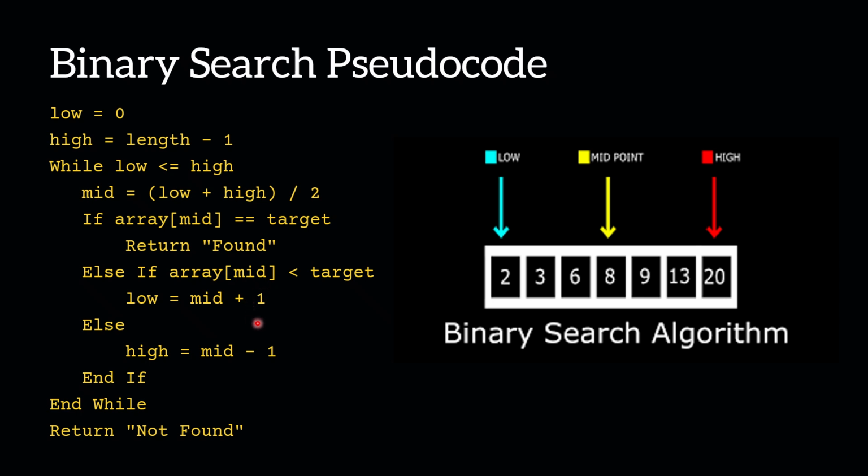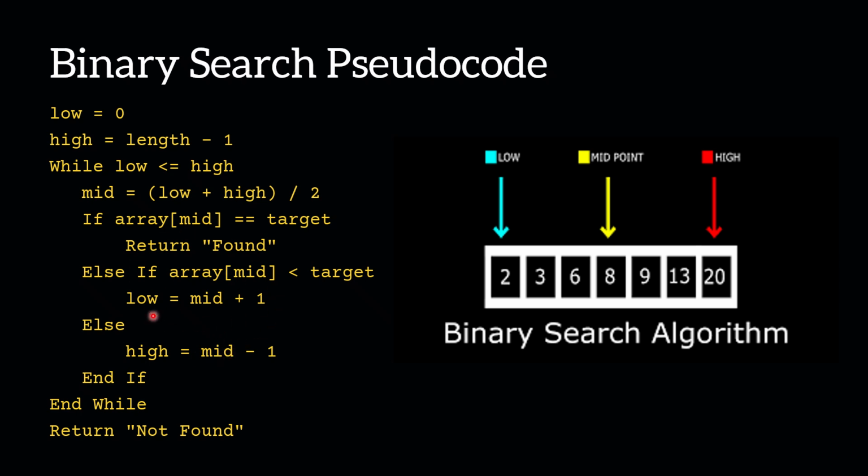But if the target is smaller, meaning the middle value is larger than the target, then the target must be in the left half. So we move our high marker down one spot before mid, and everything after mid is ignored because it's too large. Each time you do this, you throw away half of the remaining list, like we saw in the example in the previous slide.